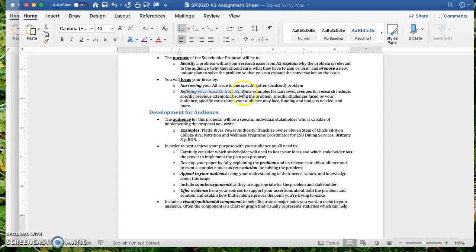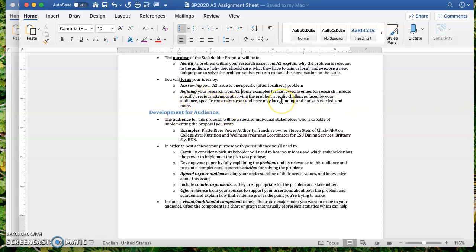But I think there's still room to do further research, right? So maybe you've researched the larger issue at hand. And now you're going to narrow your research and refine your research so that you can find a specific problem that you can propose a specific solution to. As I said, if you have any questions about that, let me know.